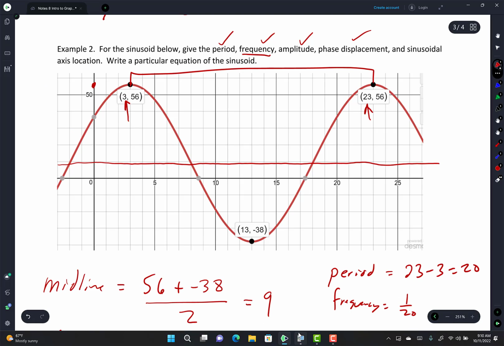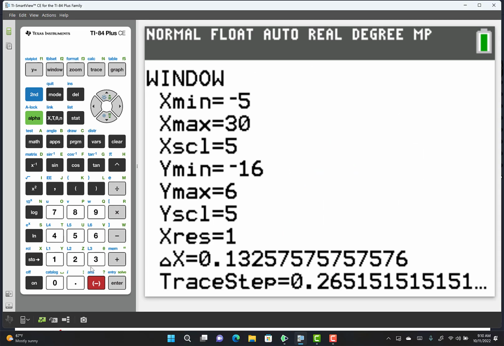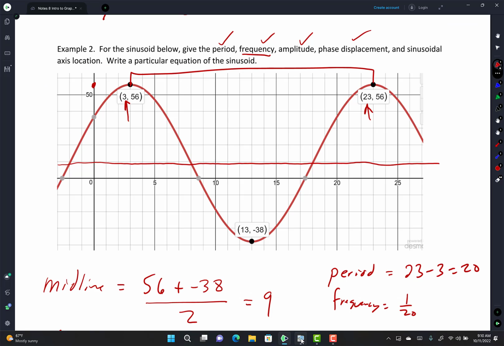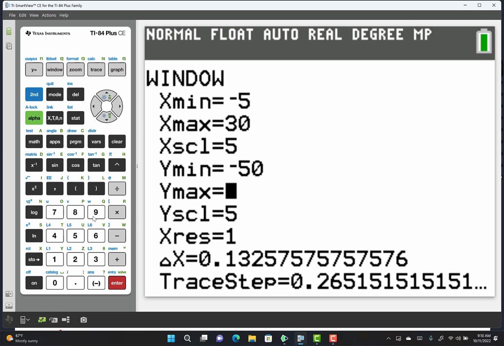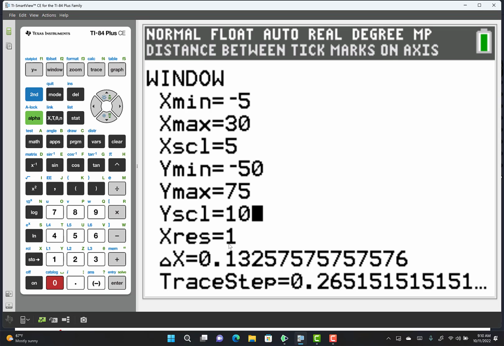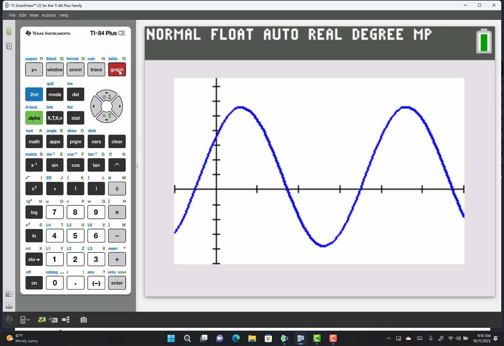So let's go to negative 50. Negative 50 all the way to, what was my Y max? 56. So let's go all the way to 75. And because there's so many of them, I want my scale to be by 10. And then don't worry about X resolution. Now push graph. And there it is.